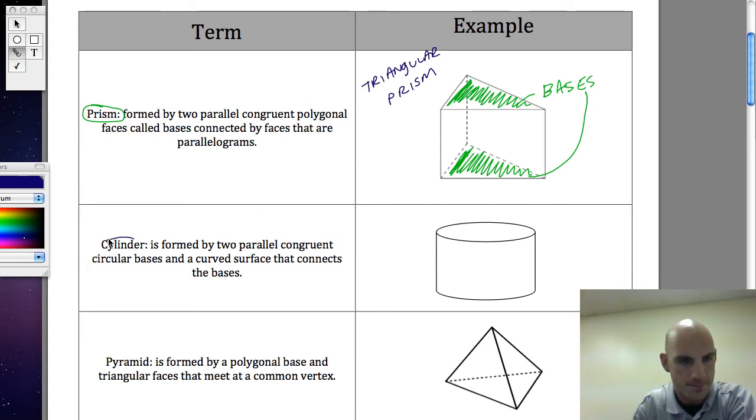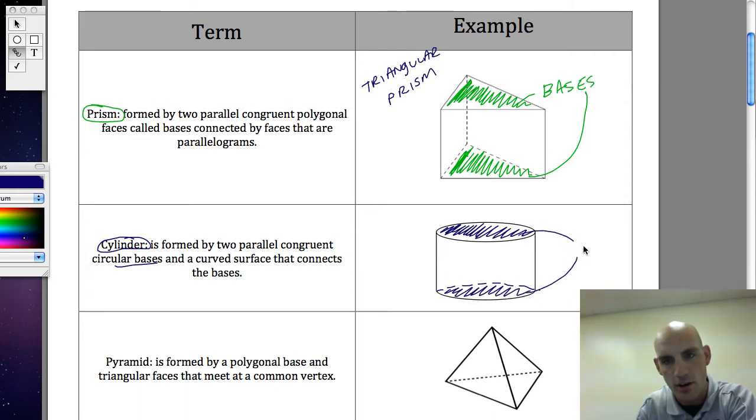A cylinder is the next piece. You may think of a cylinder as like a column or a tin can. It's formed by two parallel congruent circular bases, and so in this case this circle is going to be the base, and if I was going to be able to see through this shape, this would also be one of the bases. And really this outside piece is just a long rectangle that wraps around. Okay, it's a curved surface. So that would be like a tin can or something.